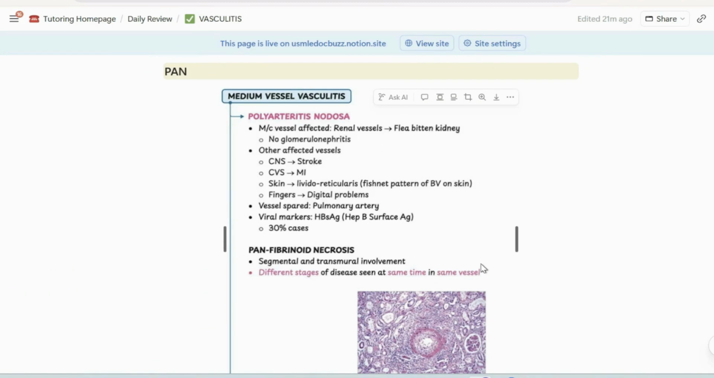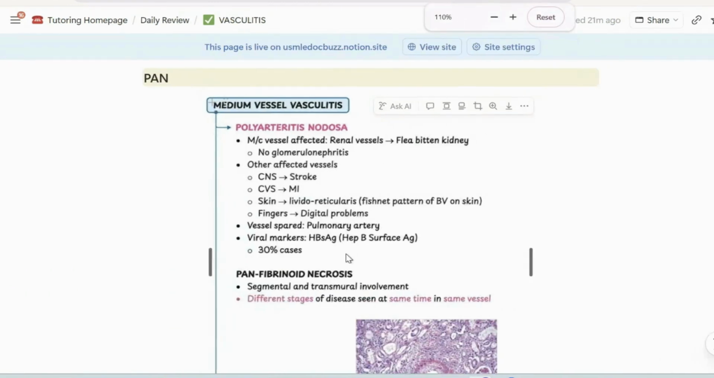Okay, most common involvement. This is very important. You see, all these vessels are very, very important. Wherever they affect, that organ is going to be affected. The most common one is the renal vessel. Renal vessel involvement leads to this presentation of a flea-bitten kidney. We'll see how that looks, right?